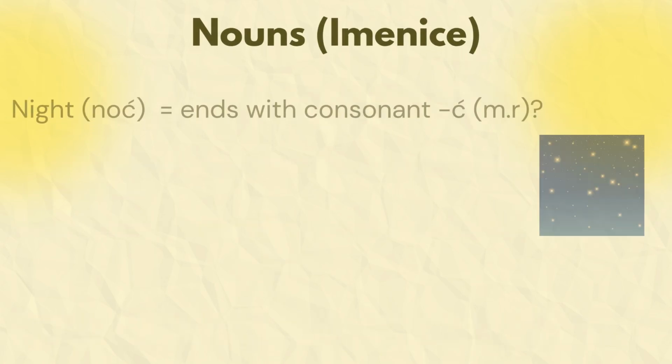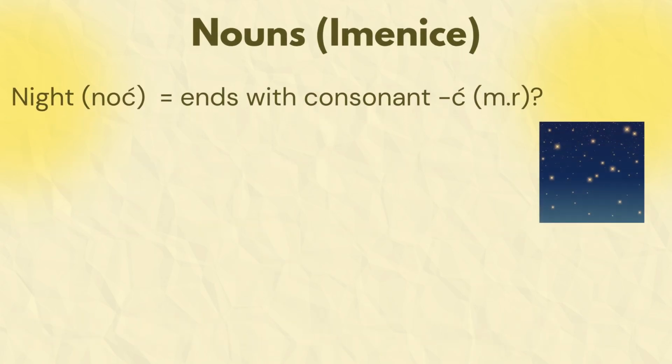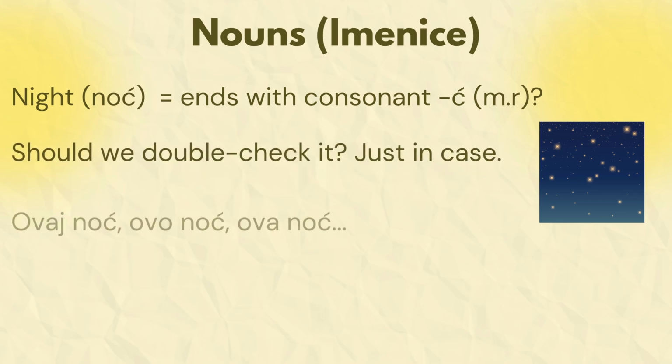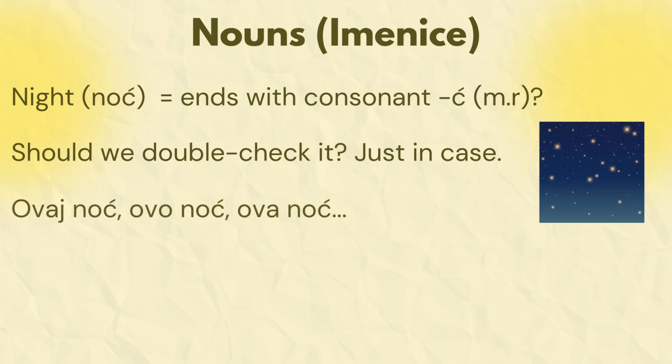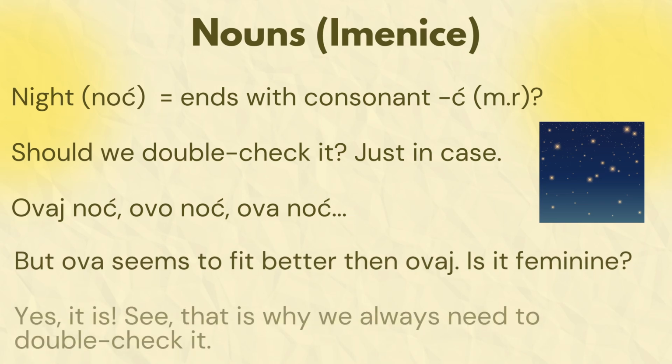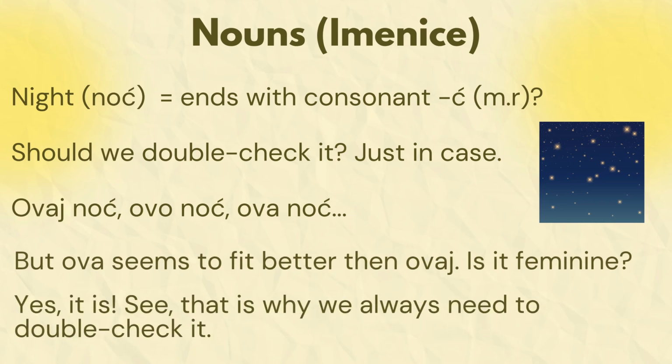Night, noć, ends with the consonant č, right? So it should be muški rod. Should we double check it just in case? Ovaj noć, ovo noć, ova noć. Ova seems to fit better. Is it feminine? Yes, it is. See, that is why we always need to double check it.